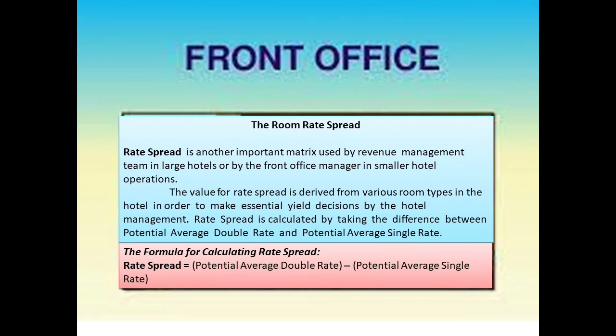The room rate spread. Rate spread is another important metric used by the revenue management team in large hotels or by the front office manager in smaller hotel operations. The value for rate spread is derived from various room types in the hotel in order to make essential yield decisions by the hotel management. Rate spread is calculated by taking the difference between potential average double rate and potential average single rate. The formula for calculating rate spread is equal to rate spread equals potential average double rate subtract by the potential average single rate.